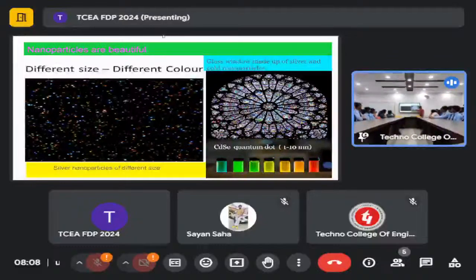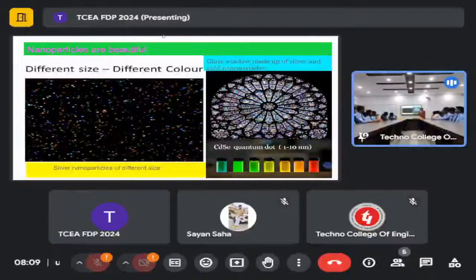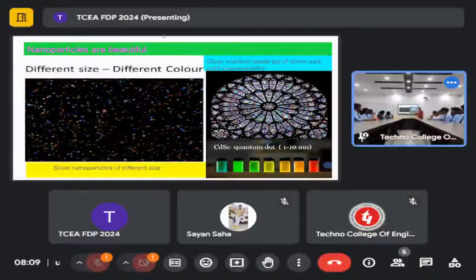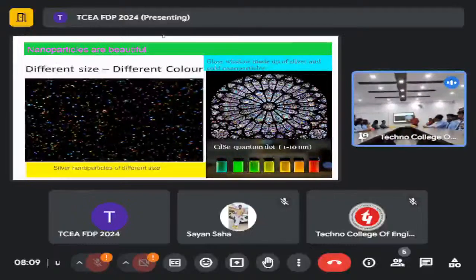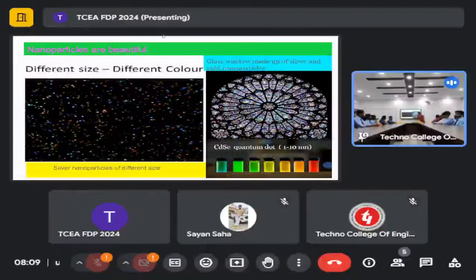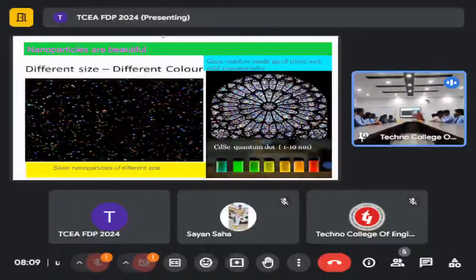Here, this is CdSe semiconductor nanoparticles dispersed in water, and they show different colors. If we just vary the size from 1 to 10 nanometer, the nanoparticles of CdSe may give you colors from green to red. And regarding that particular slide, this is a smart window where silver nanoparticles or gold nanoparticles are incorporated in a glass matrix, and they are used for display in smart windows. I shall come to that part later.